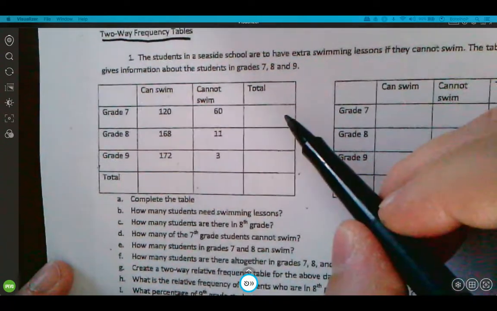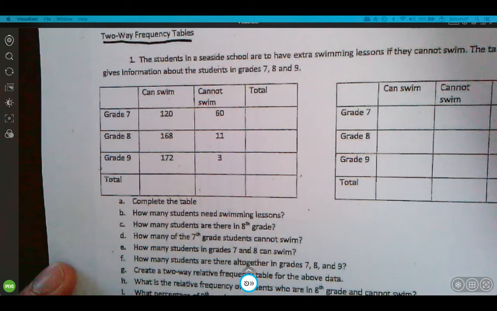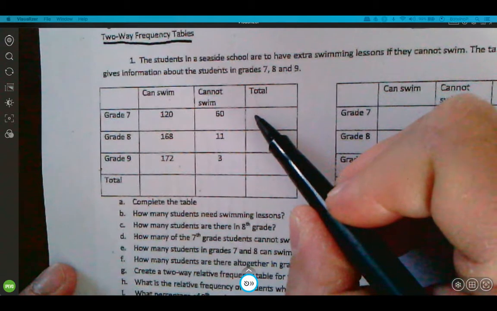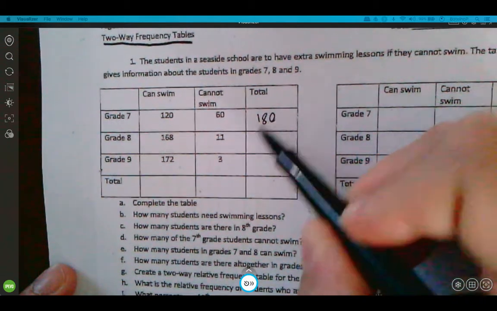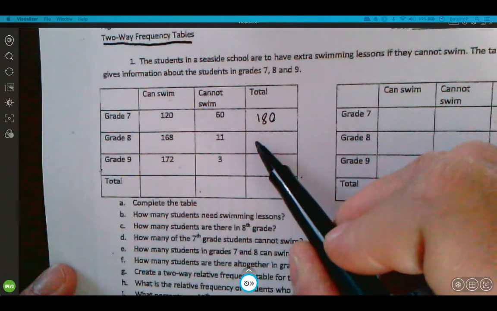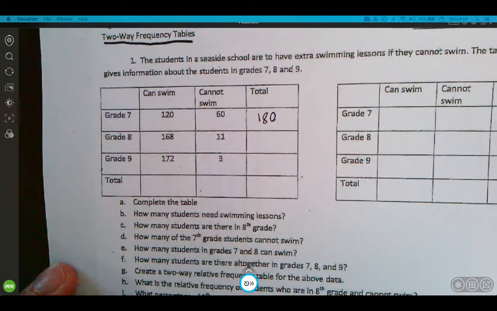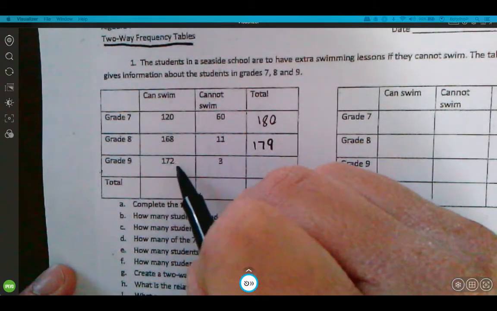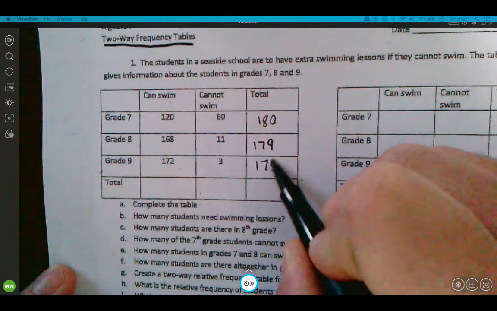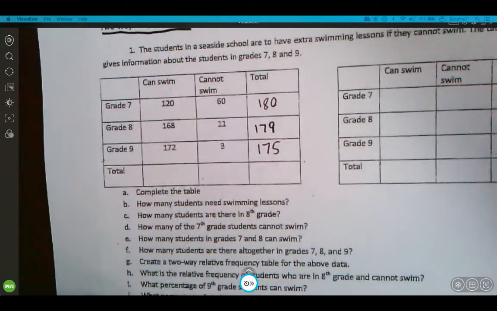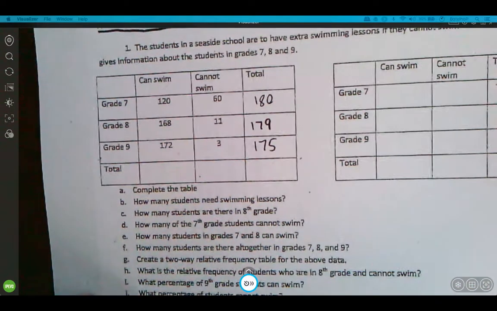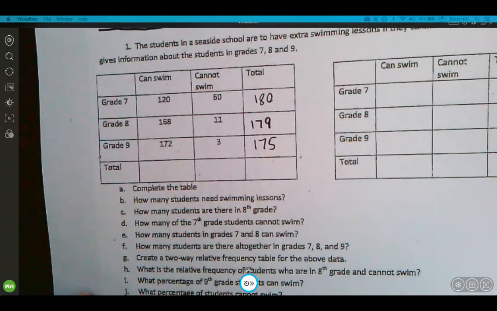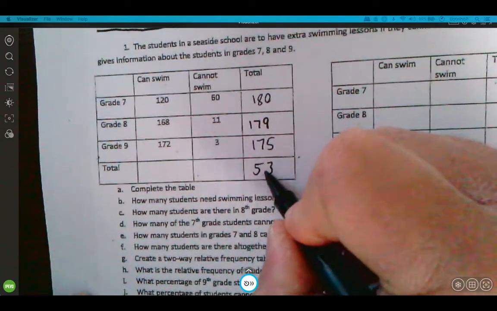To complete the two-way table, the main survey parts are done. To get these columns, you just have to add. So 120 plus 60 is 180. 168 plus 11 is 179. And 172 plus 3 is 175. Then to get this column, you add those three numbers up: 180, 179, 175. You'll get 534 in this corner.